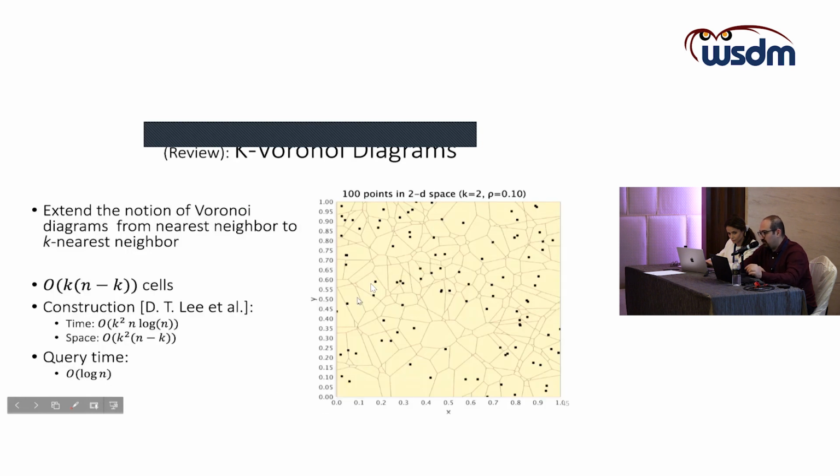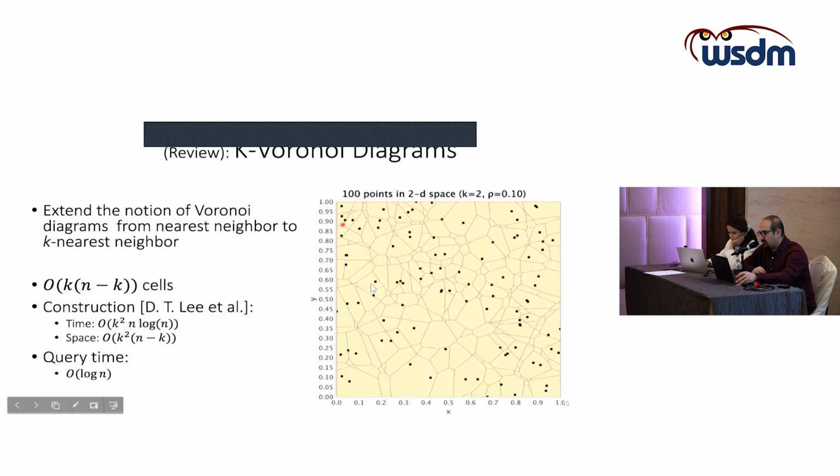And the k-Voronoi diagram is an extension of the Voronoi diagrams to, instead of looking at the nearest neighbor, looking at the k nearest neighbors. And here we have the two-Voronoi diagram of the same point set. For instance, if you look at this specific cell, this point and this point are the nearest neighbors. As I said, k-Voronoi diagrams and Voronoi diagrams have been very well studied in the literature by the geometry community. And we know that the k-Voronoi diagram contains in the order of k times (n minus k) cells.